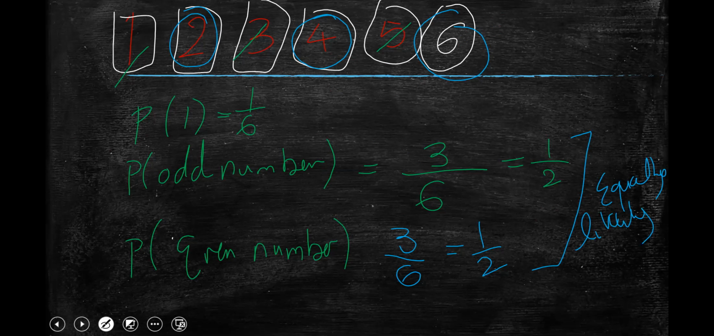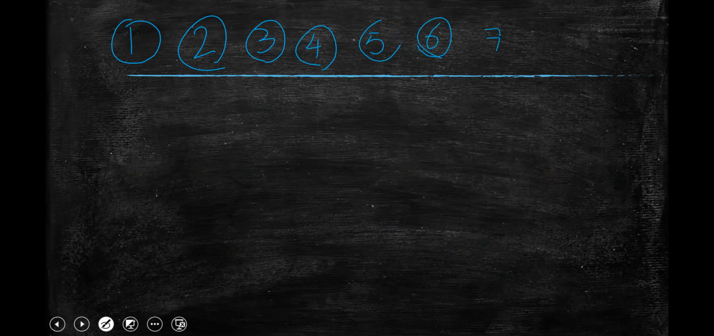Now, how can we have a probability that is not equally likely? By adding a 7, for example. Yeah, exactly. Let's have here 1, 2, and as an example 5, 6, and 7. Imagine now you have 7 cards. Each one has a number: 1, 2, 3, 4, 5, 6, and 7.